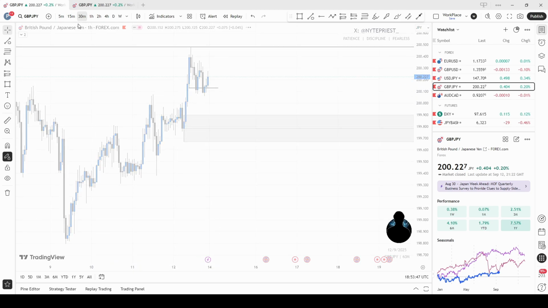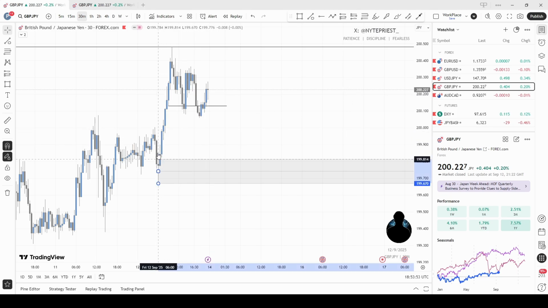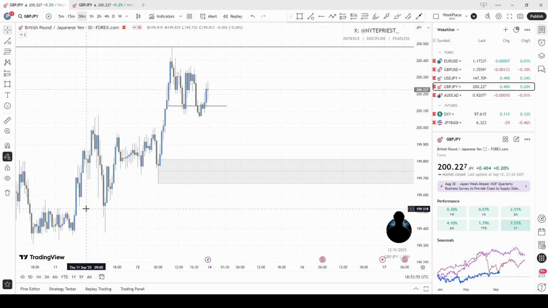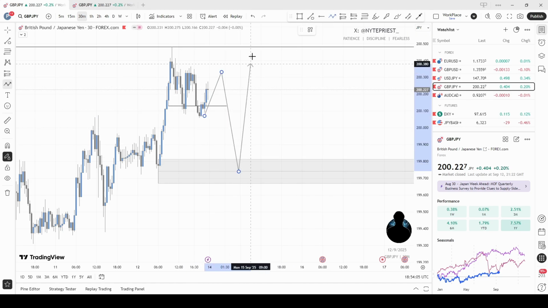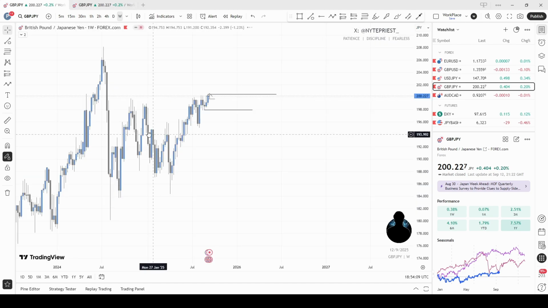So we go down to the 30 minute time frame. On the 30 minute time frame too, we can refine the zone to this, and we have efficient price ranges here. So on the 30 minute time frame, I'll be looking for price to come to this level, then I'll buy. That's my narrative for GBPJPY.